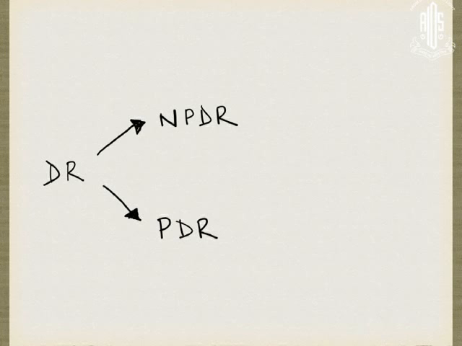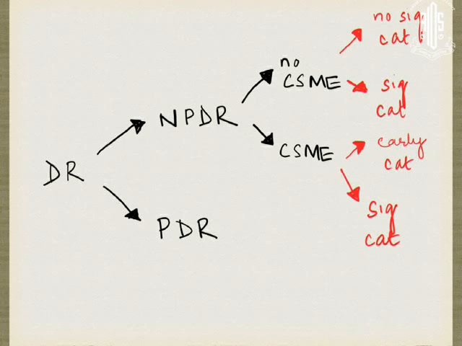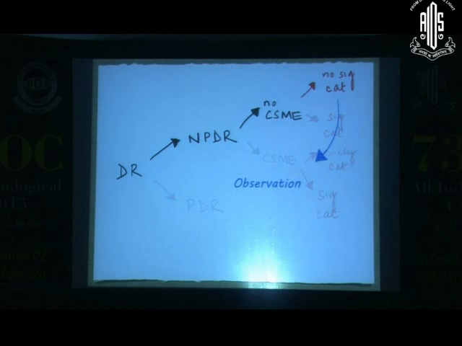We all know that diabetic retinopathy presenting in a patient with cataract can either be non-proliferative or proliferative. In the non-proliferative stage, you can either have a patient who has macular thickening or who does not have macular thickening. Each of these can again be divided as having an early or very early cataract, not very significant, and having a significant cataract. So we'll look at how we treat each of these differently.